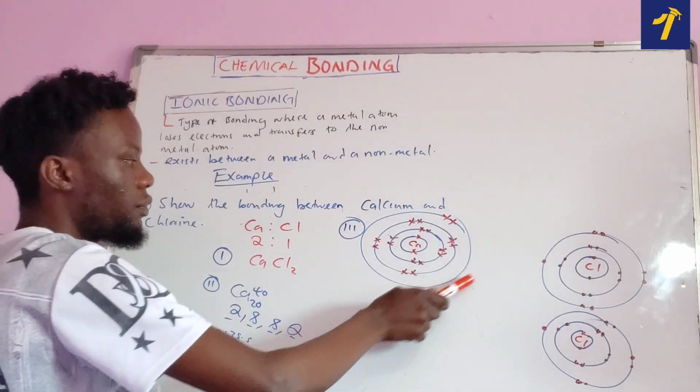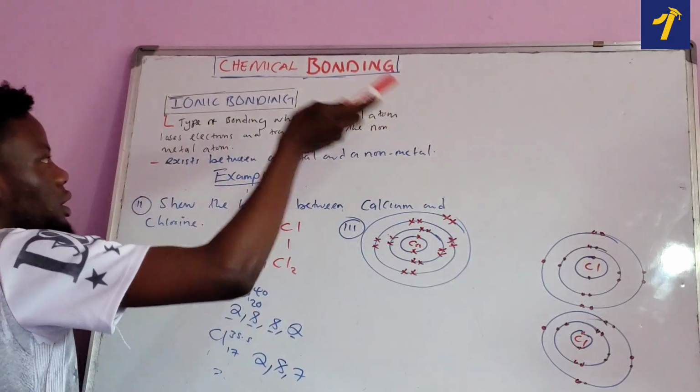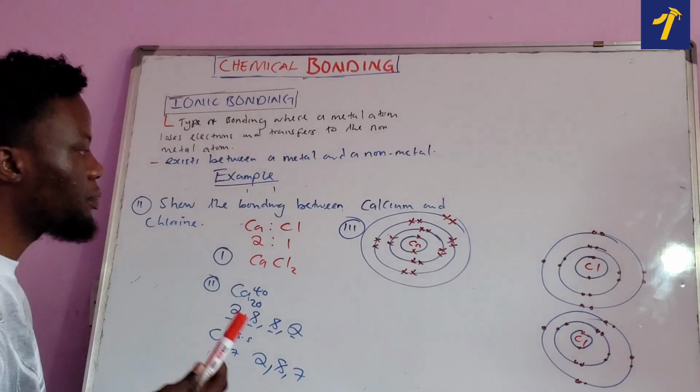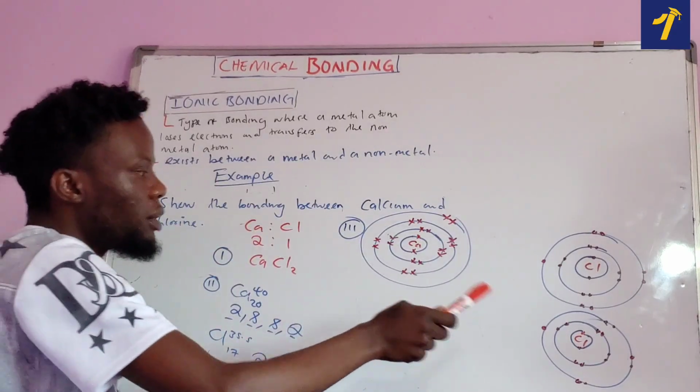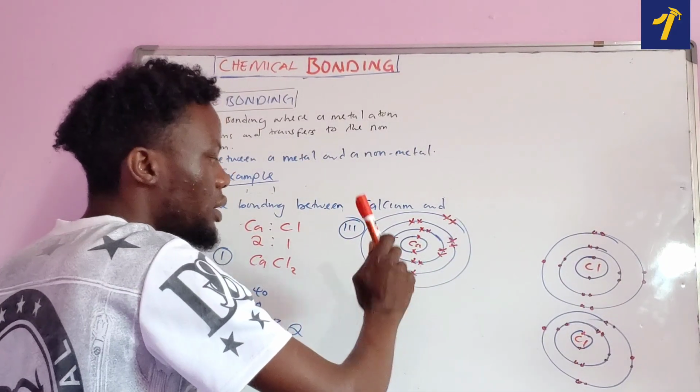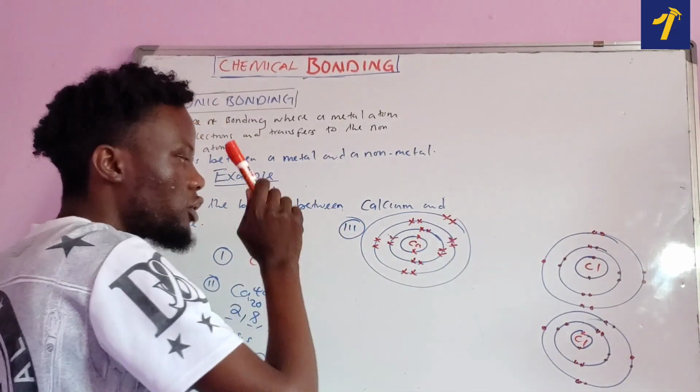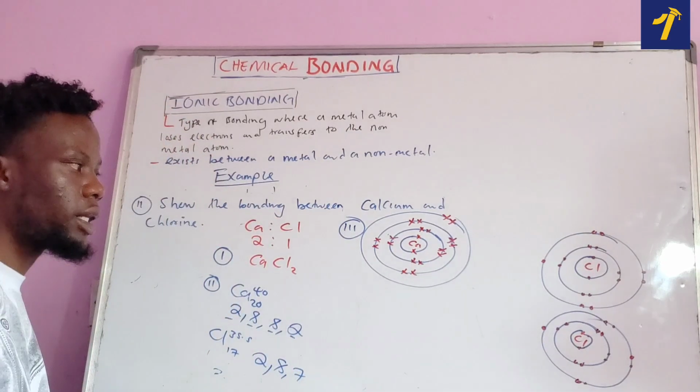Chemical formula, and we have 1 calcium. Then you go back to the definition of ionic bonding. Ionic bonding means that a metal, which one is a metal between calcium and chlorine? It is calcium. So calcium is the one that's going to lose electrons.